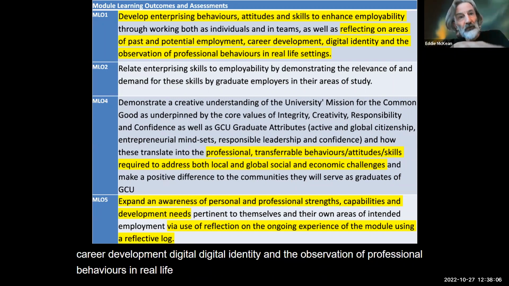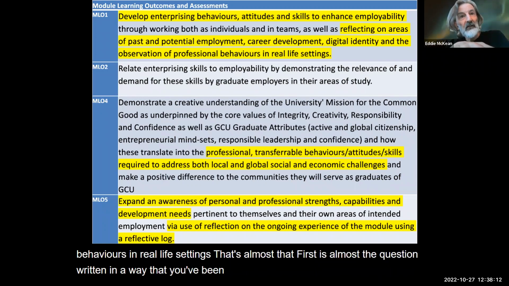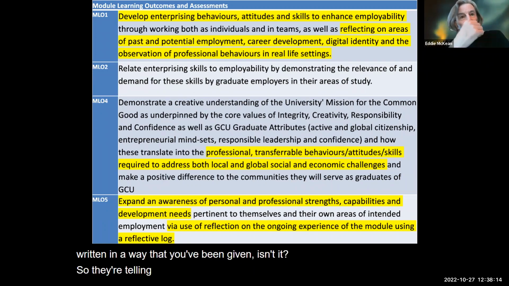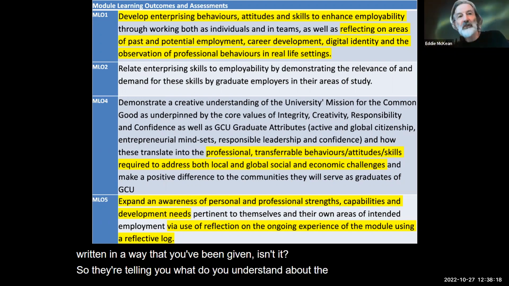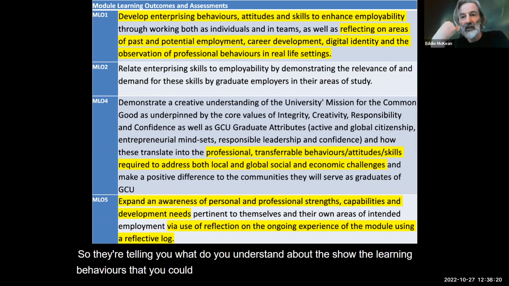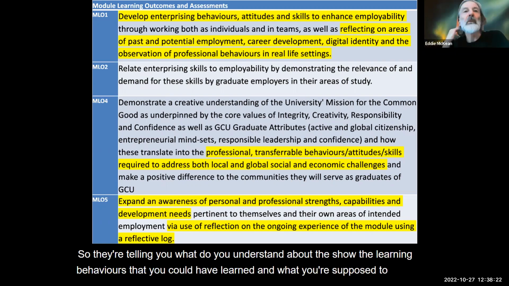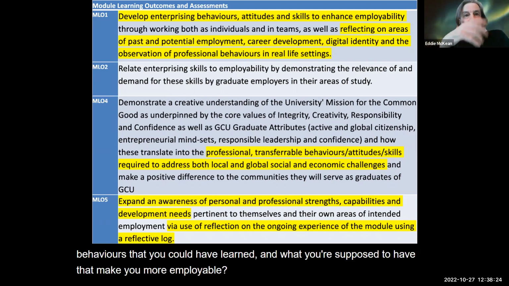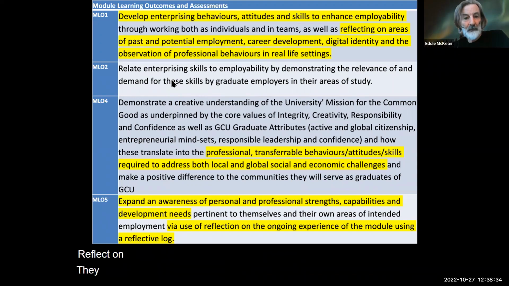That first is almost the question written in a way that you've been given, isn't it? So they're telling you, what do you understand about the learning behaviors that you could have learned and what you're supposed to have that make you more employable. And then reflect on it and tell us, right, okay.